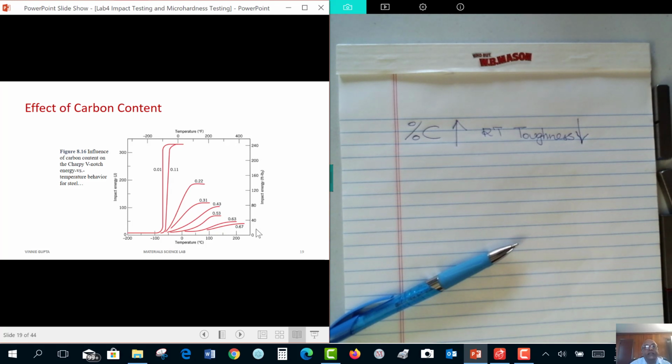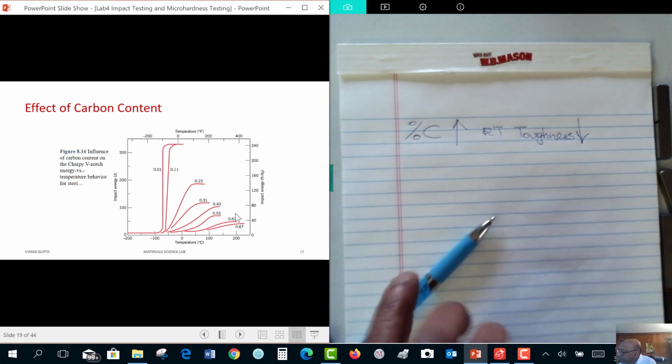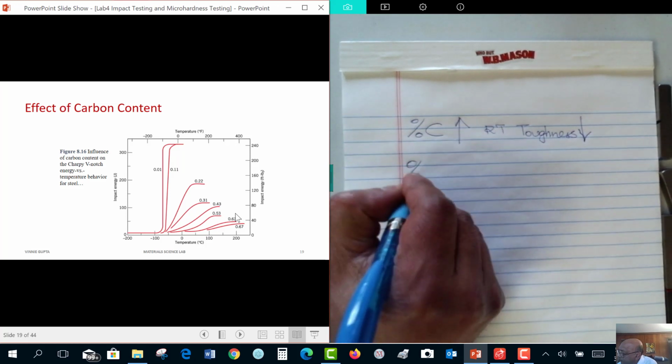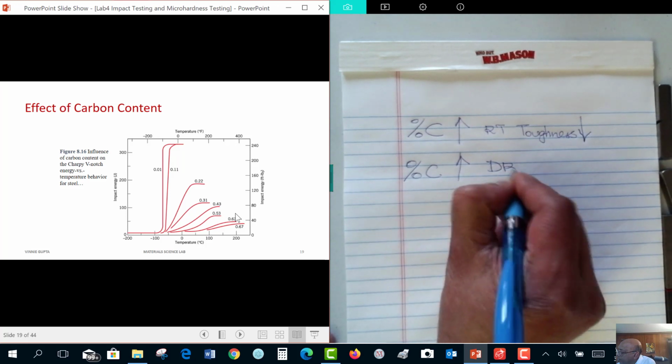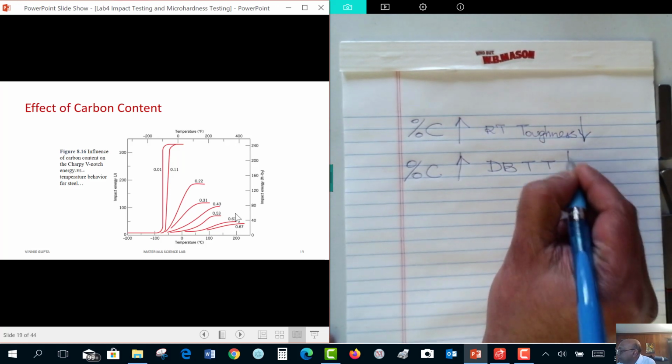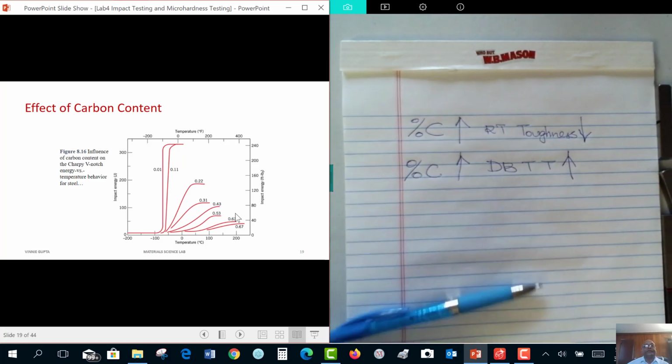Next thing you are seeing is that the ductile to brittle transition temperature is going from low to high also. So as percentage carbon increases, ductile to brittle transition temperature is increasing. And notice at low temperature, the impact energy absorbed is all about the same. They are all about zero. They are all about brittle.